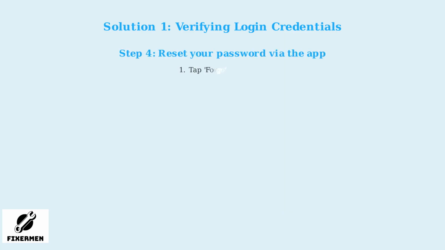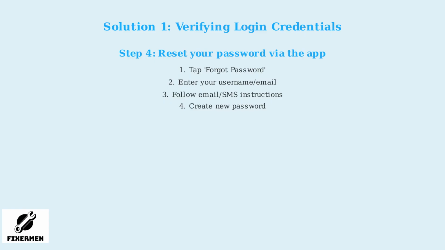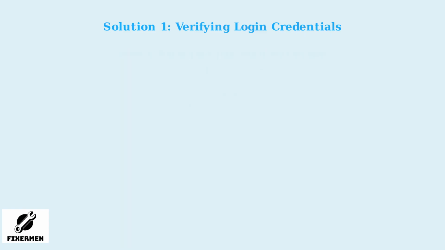To reset your password, tap Forgot Password, enter your username or email, follow the instructions sent to your email or SMS, and create a new password. After verifying or resetting your credentials, try logging into Cash App again.